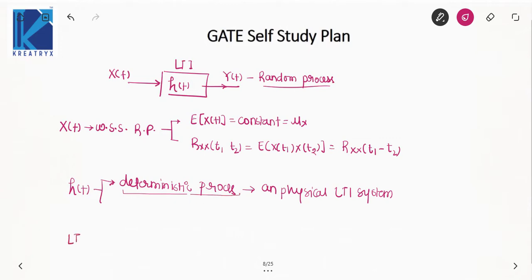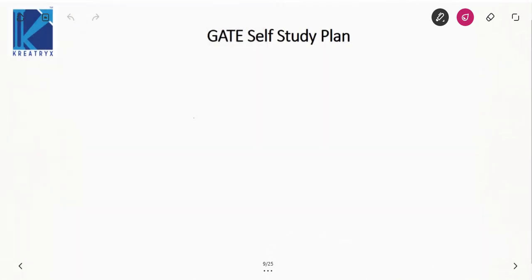Now since it is an LTI system, the output can be written as h of t convolution with x of t. We are using the convolution property because the system is an LTI system. Now y of t can be further expanded as y of t equal to the integral from minus infinity to infinity of x of t minus alpha, h of alpha, d alpha. So we have written the property of the convolution.